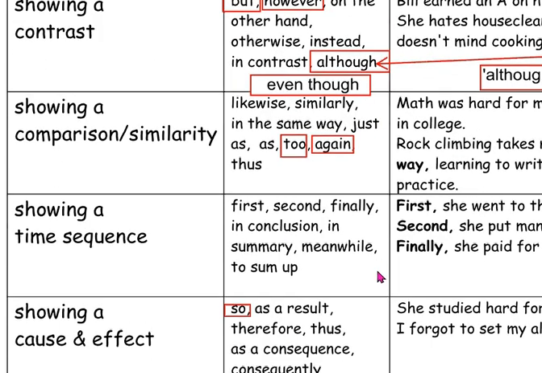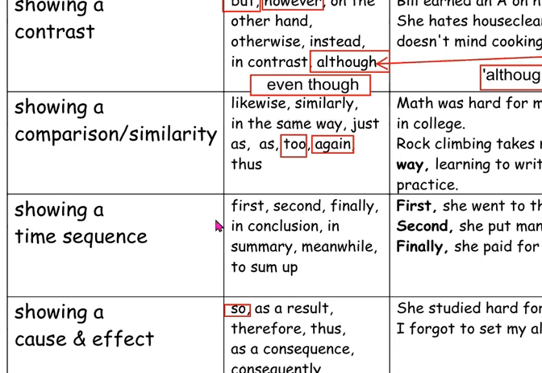Time sequence is pretty clear, I think. First, second, third, finally, lastly. I don't totally agree that sum up is part of time. Sum up is not really the last thing. Conclusion is not the last thing. First, second, thirdly, finally, those are things where there's a true list, 1, 2, 3, 4. But summary and conclusion are giving like the final big idea.